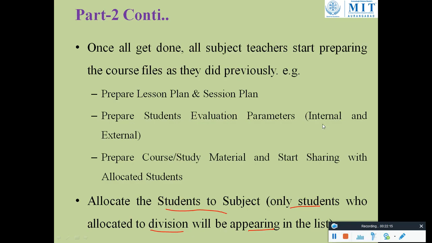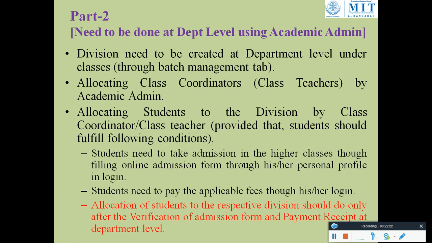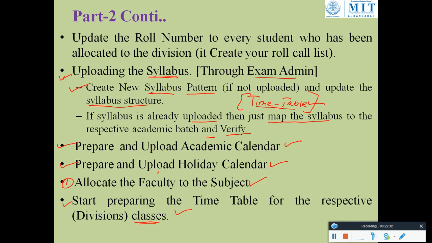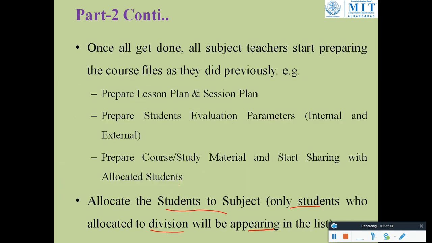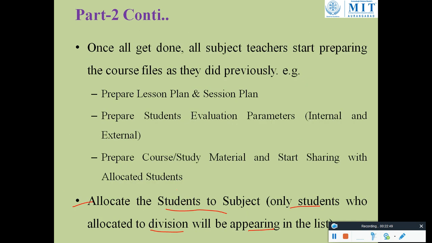Okay, so up to this point we have seen how we can perform the different activities by using academic admin and the exam admin. Like we can create the division, allocate students, allocate class coordinator, allocate students to a particular division, update roll numbers, update syllabus, prepare academic calendar, holiday calendar, allocate faculties to the subject, allocate students to a particular subject, and prepare a specific set of timetables with respect to the different slots.